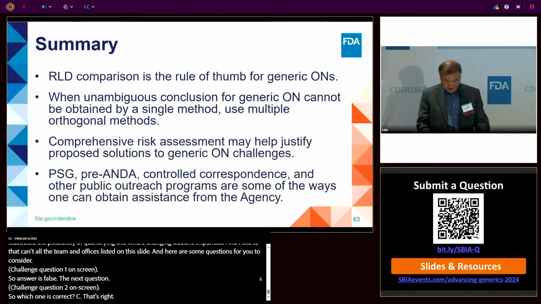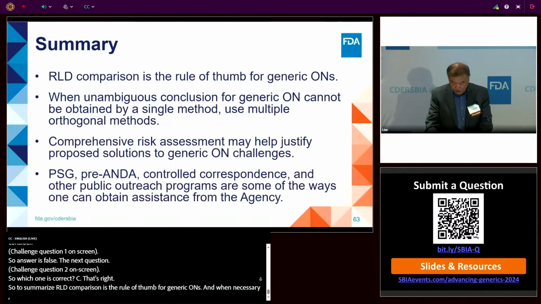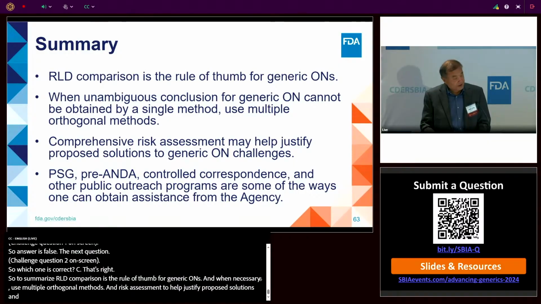So to summarize, RLD comparison is the rule of thumb for generic oligonucleotides, and when necessary, use multiple orthogonal methods. Also, conduct comprehensive risk assessment to help justify proposed solutions. And as always, seek the agency's help via various channels. And thank you for your attention.